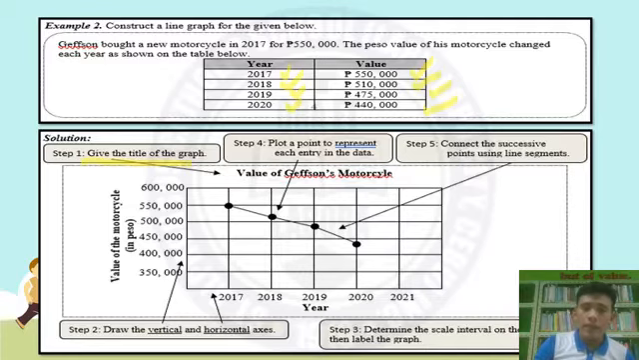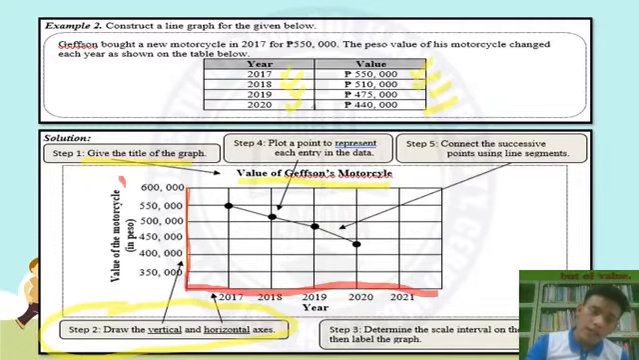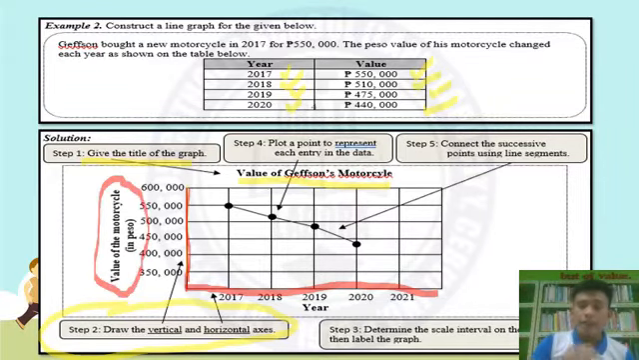Okay, step 1, we need to give the title of the graph. So that will be value of Jefferson's motorcycle. Step 2, we need to draw the vertical and horizontal axis. Before we go to step 3, our y-axis is the value of the motorcycle, which is the frequency part, and our x-axis is the year.